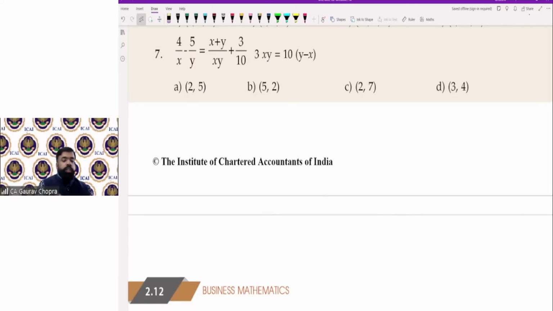So the first equation is 4 upon x minus 5 upon y is equal to x plus y upon xy plus 3 by 10. This is given. The second equation is 3xy is equal to 10 into y minus x. Now see which one is correct.